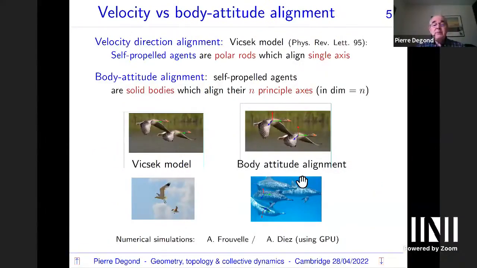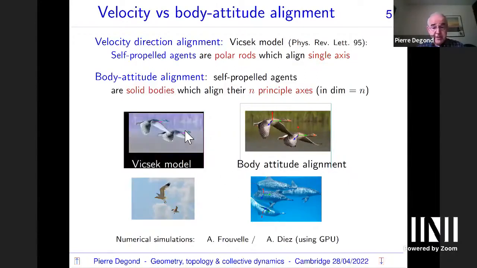Here I will be interested in body attitude alignment. It's basically considering the agents as rigid bodies, trying to align not only a single vector, like in alignment dynamics, like in the Vicsek model, but trying to align the full frame attached to their body. So typically in this situation, the two agents are aligned in the Vicsek sense, in the sense of alignment of their velocity direction, but they are not aligned in terms of their frames.